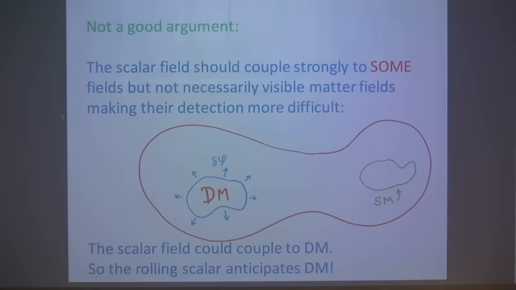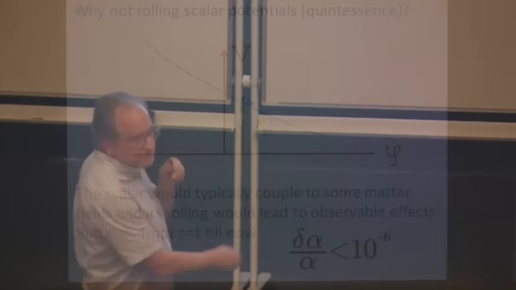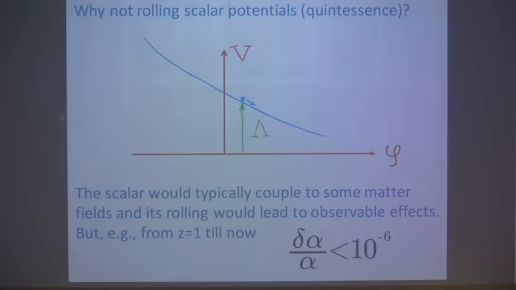How this is realized in string theory. What factor do you need? Oh, 10 to the minus 6. I showed that number before. So here is the change of the fine structure constant, for example, over the period from z to 1. It's 10 to the minus 6. So that's the suppression. It's not infinitely big, but small.